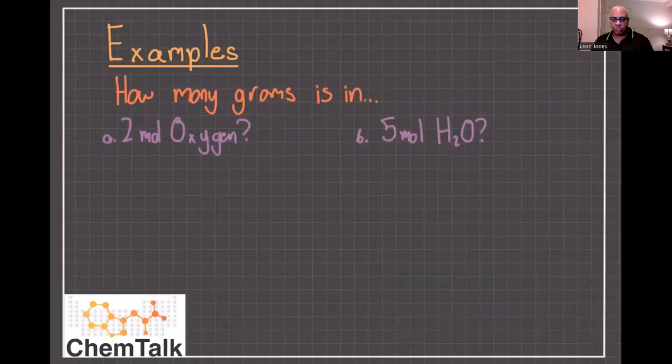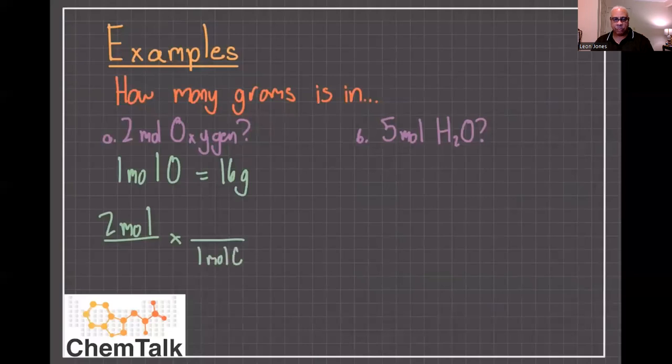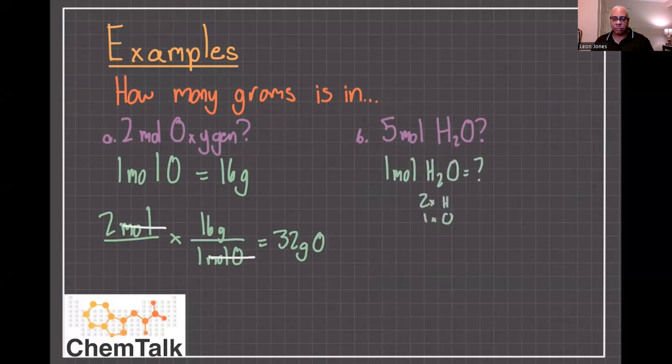This is a common question that we'll come across when dealing with molar mass. How many grams are in this amount of moles? In the first example, we're given 2 moles of oxygen. From the periodic table, we know that 1 mole of oxygen is equal to about 16 grams of oxygen atoms. We correctly line up the units for our conversions, multiply across and divide, and we find that 2 moles of oxygen is about equal to 32 grams of oxygen atoms.